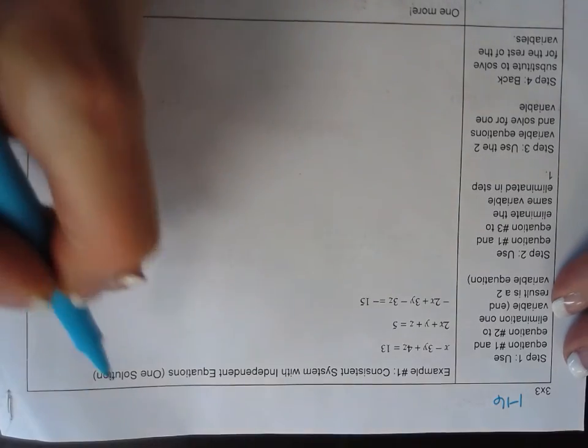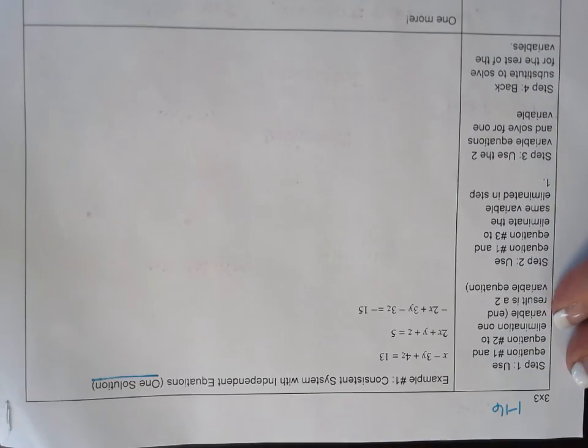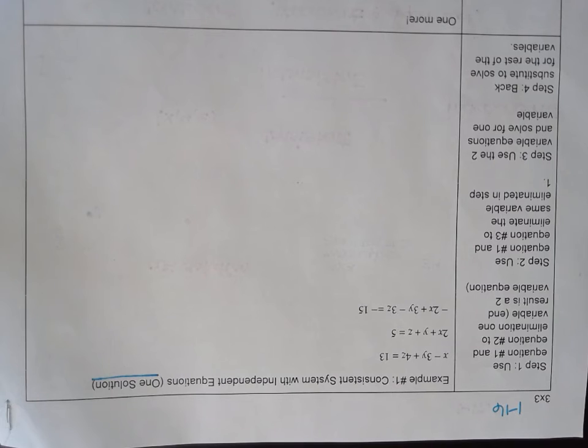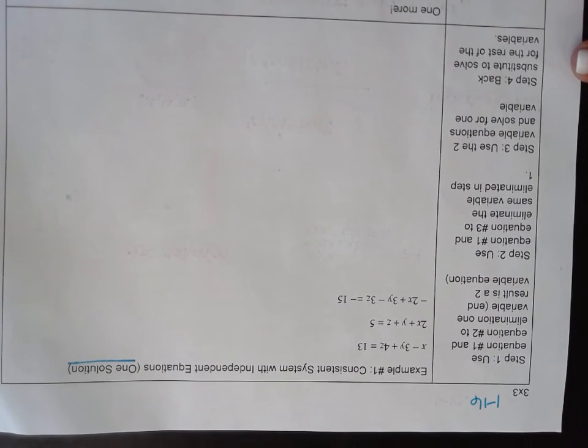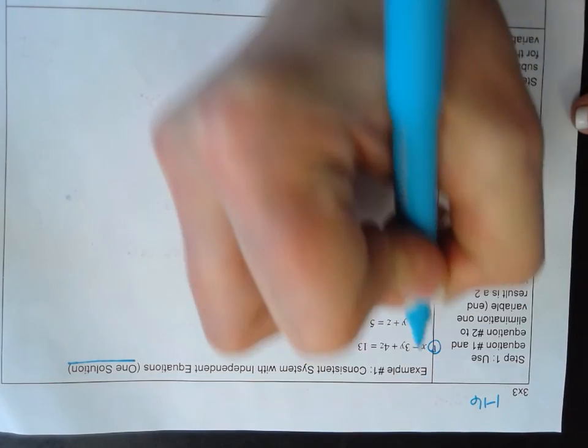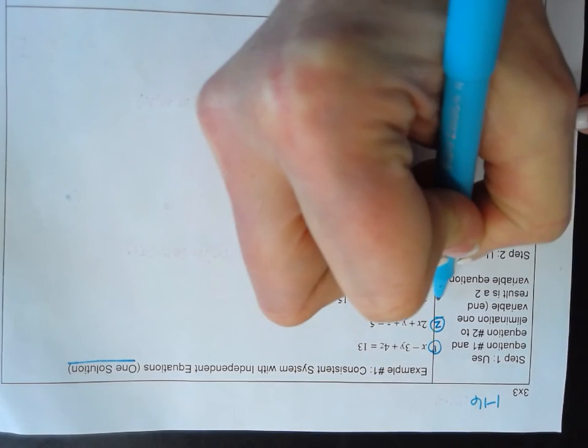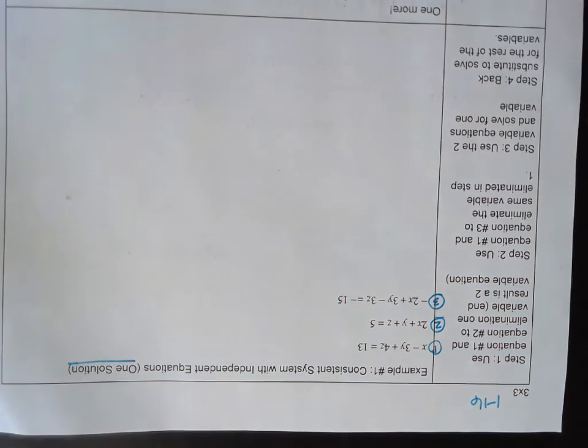Alright, this one is when we have one solution. So we're going to end up with an x value, a y value, and a z value, and if we graphed all three lines, that would be our intersection point. Okay? So, what I do is I label my equations so that I don't get confused. So I'm going to make this equation 1, this equation 2, and this equation 3. Okay?